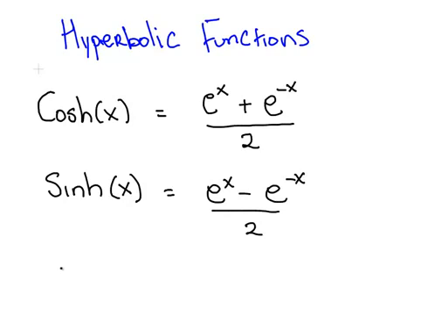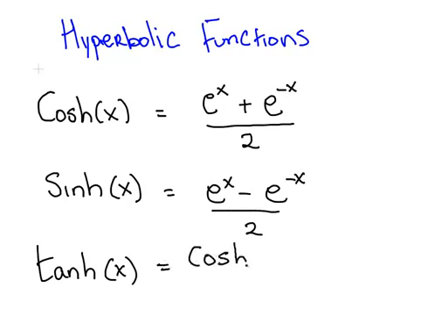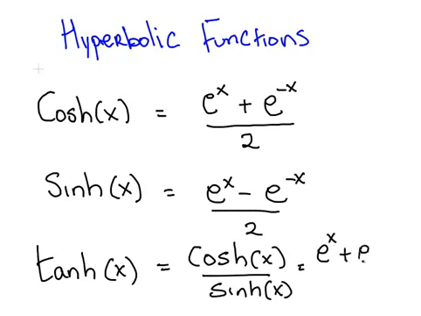And hyperbolic tan, which is simply cosh of x over sinh of x, and that is equal to e to the x plus e to the minus x over e to the x minus e to the minus x. Not really particularly important in this particular presentation.